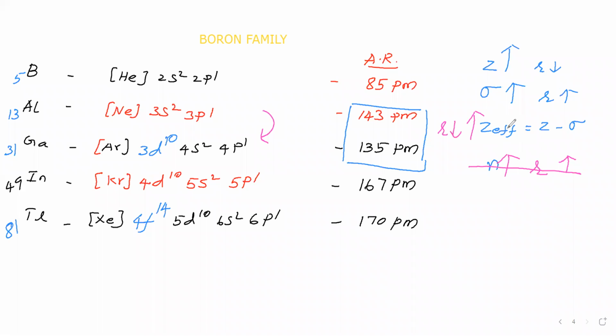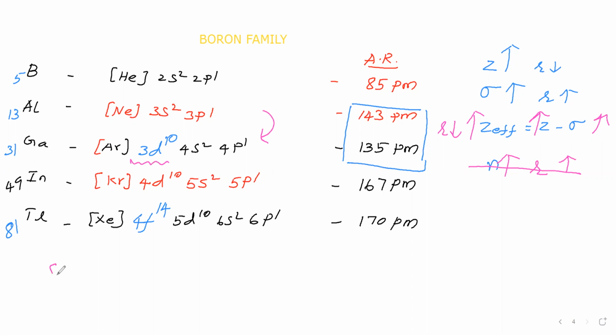Effective nuclear charge increasing. That means aluminum to gallium, nuclear charge increases. Screening constant also increases, but the increase in screening constant is not as much as the increase in nuclear charge. Then only effective nuclear charge will rise. Why is the increase in screening constant not as much as the increase in nuclear charge? Because here 3D is there.